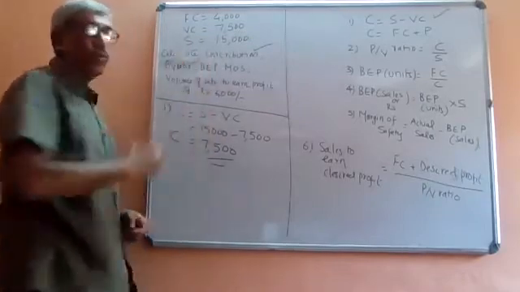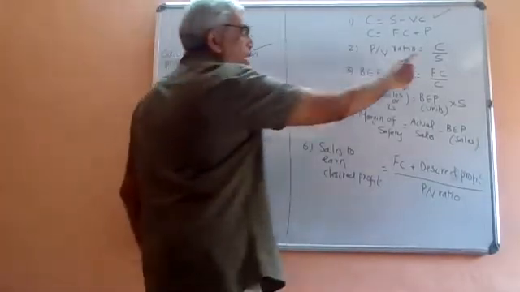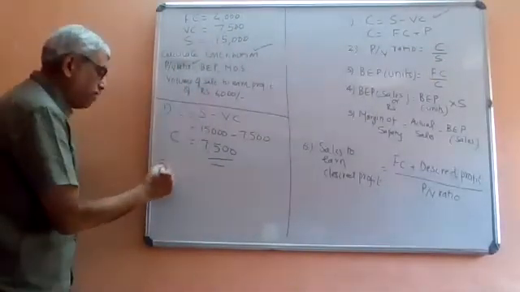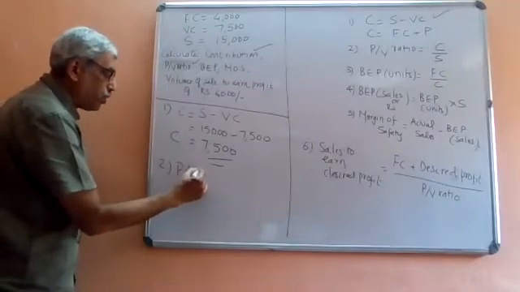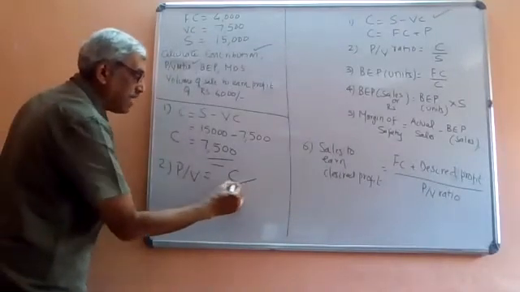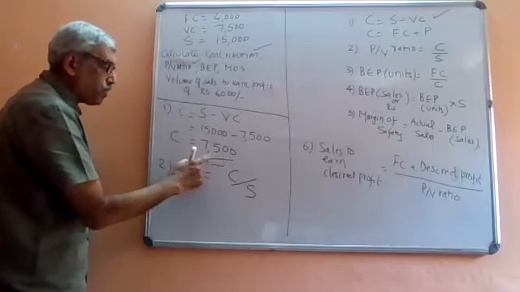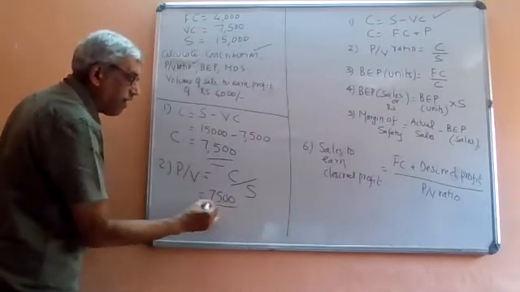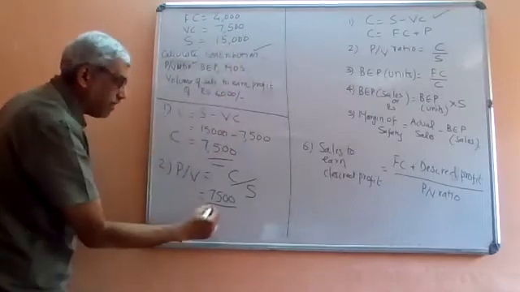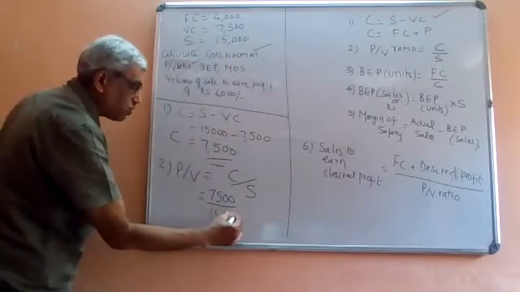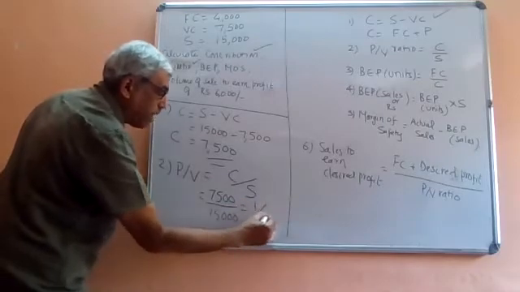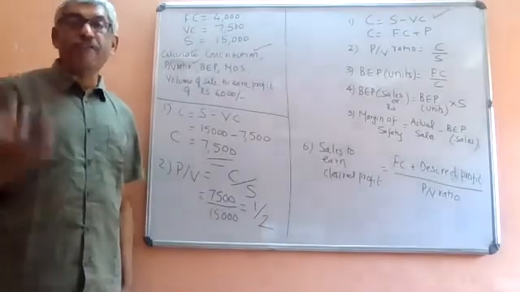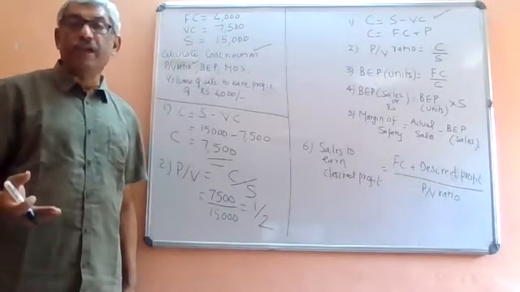Second, we have to find PV ratio. What is the formula for PV ratio? It is contribution by sales. Here contribution is 7,500 divided by sales, 15,000. So it is equal to 1 by 2. PV ratio is 1 by 2.